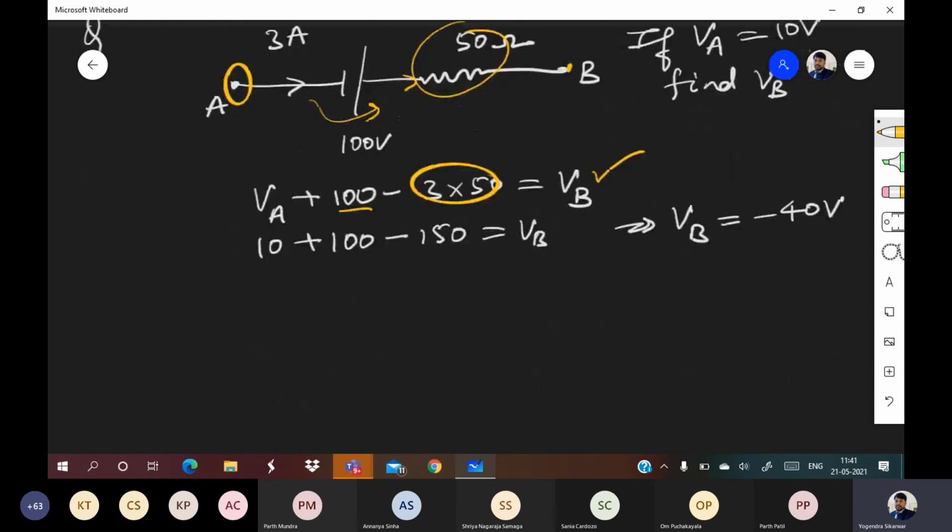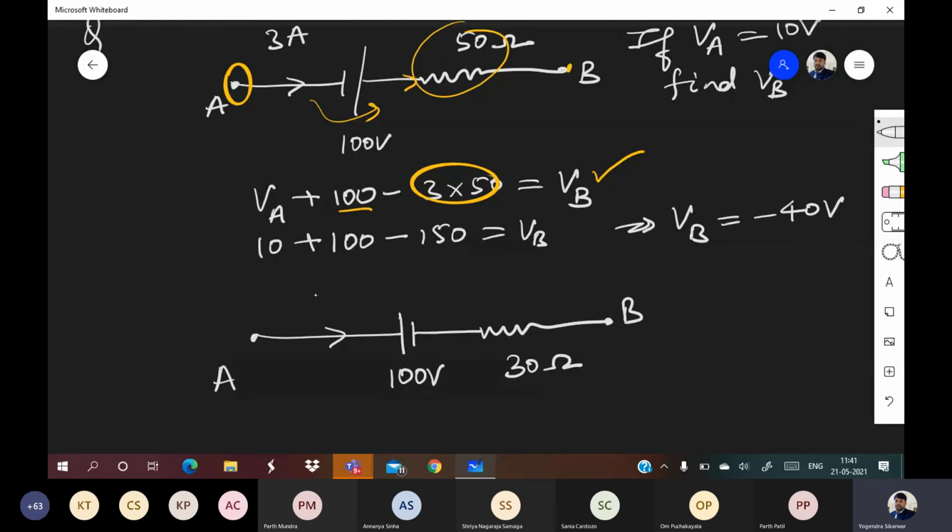One more quick question. If VA is equal to 20 volt, find VB.